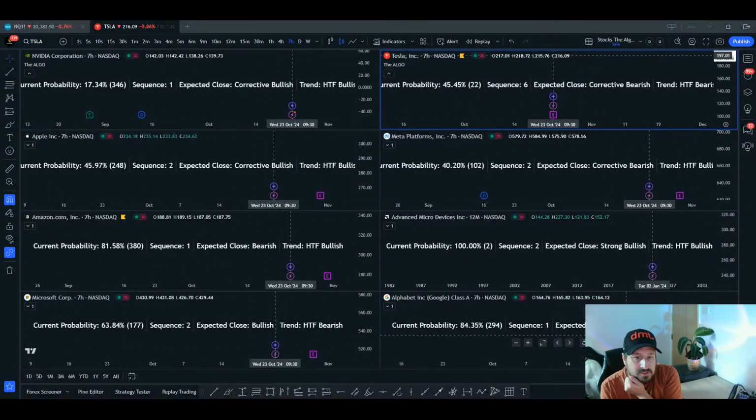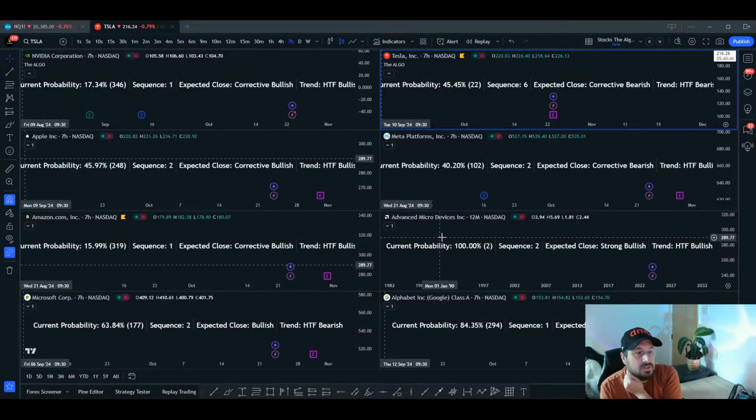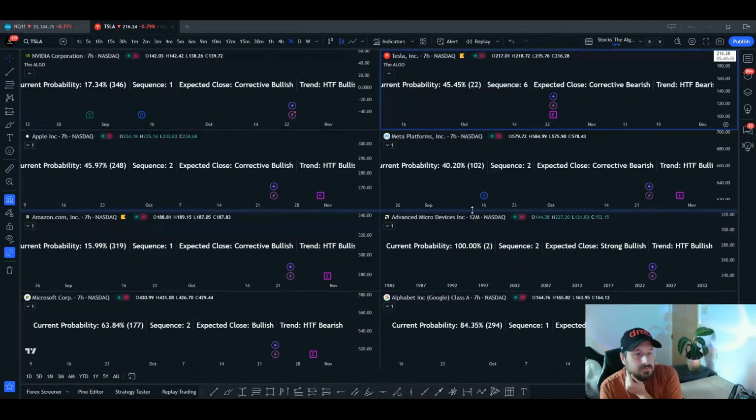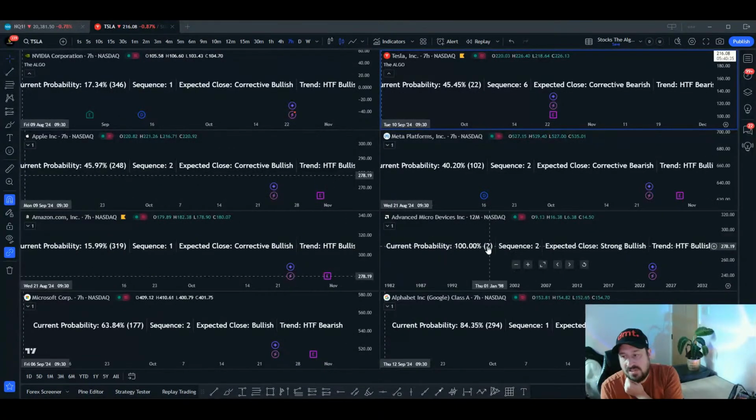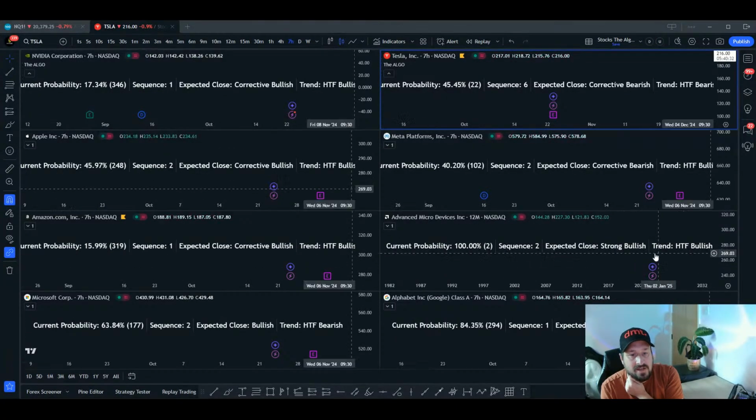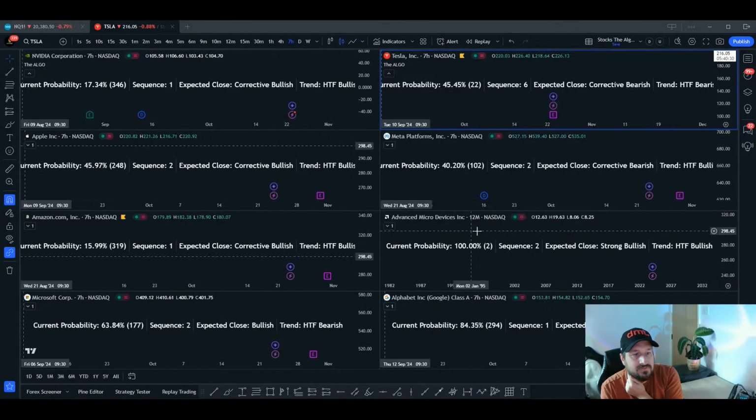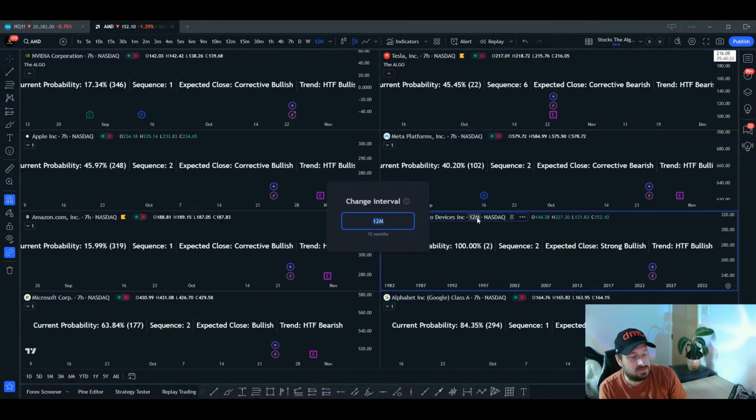High time frame bullish, bearish. High time frame bullish, strong bullish. So hang on. Advanced Micro, I've got that on 12 months. I've got it on a year. So right now, when this happens, it's only happened twice before, but the year ended bullish. So obviously for long-term investing, you can use it on that as well. So let's change that back to the 7 hour.